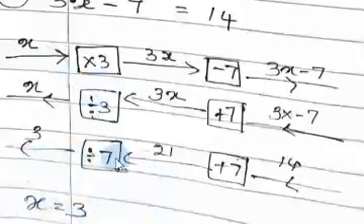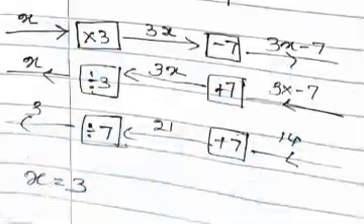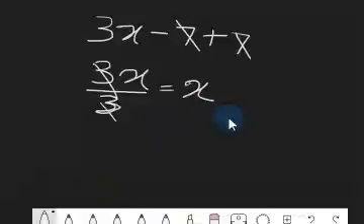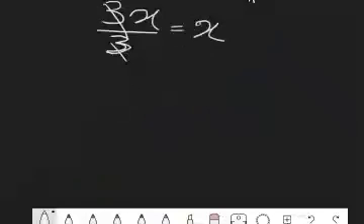Right. We will do another problem. We will solve this problem. Okay. Next problem. 4x plus 5 equals 25.